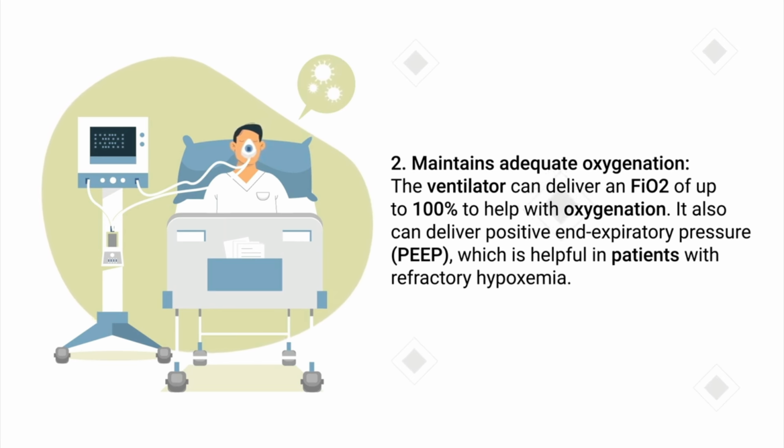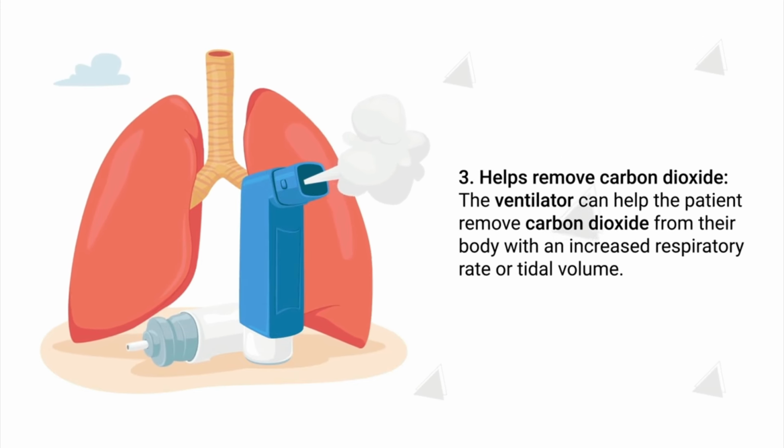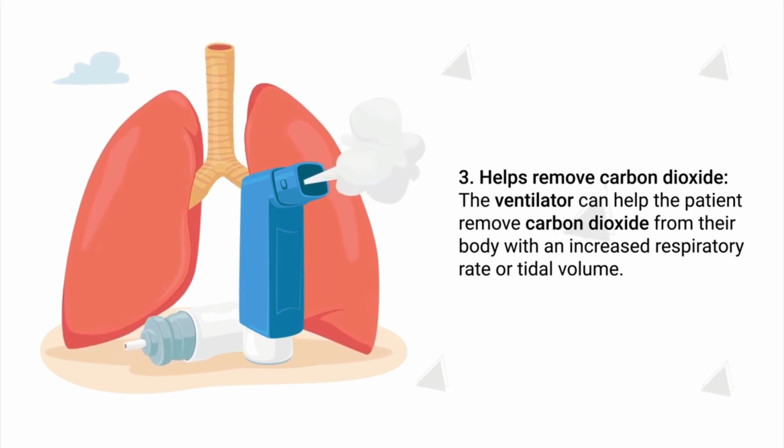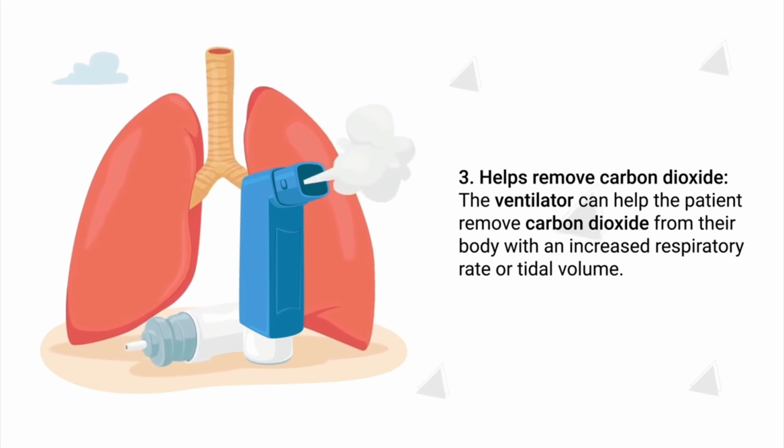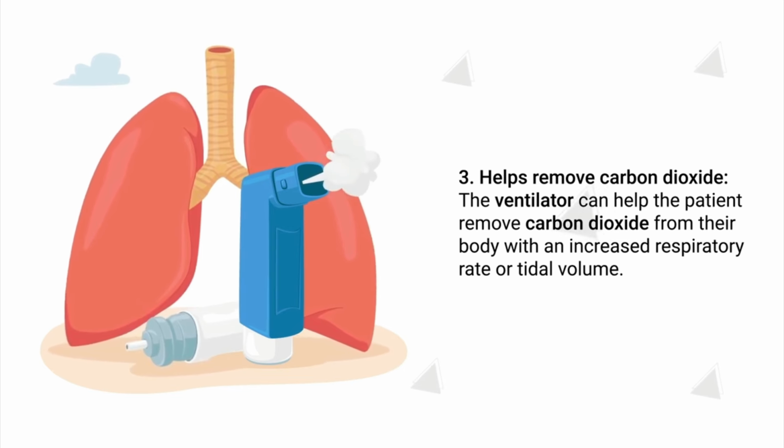It maintains adequate oxygenation. The ventilator can deliver an FiO2 of up to 100% to help with oxygenation. It can also deliver PEEP, or positive end expiratory pressure, which is helpful in patients with refractory hypoxemia. It helps remove carbon dioxide. The ventilator can help the patient remove CO2 from their body with an increased respiratory rate or tidal volume.